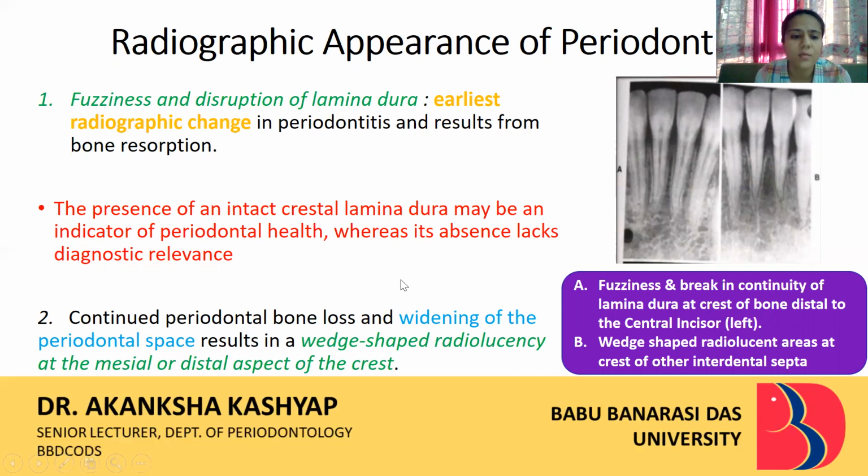Then after that, as the bone loss continues, there is widening of the periodontal ligament space, which leads to the formation of a wedge-shaped radiolucency. You can see here, this is the widened periodontal ligament space, and there is formation of a wedge shape. Wedge means a triangular shaped radiolucency on the mesial and distal aspect of the crest.